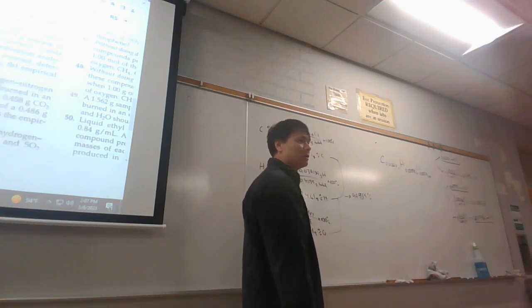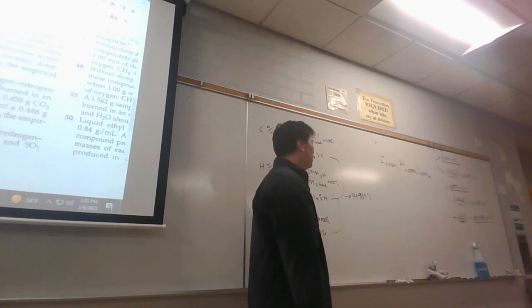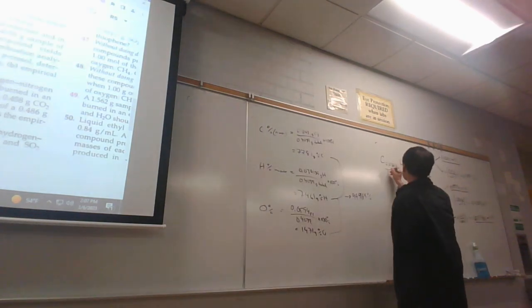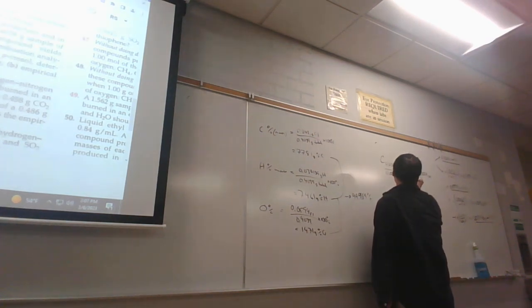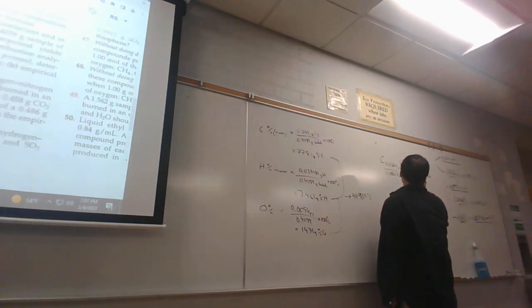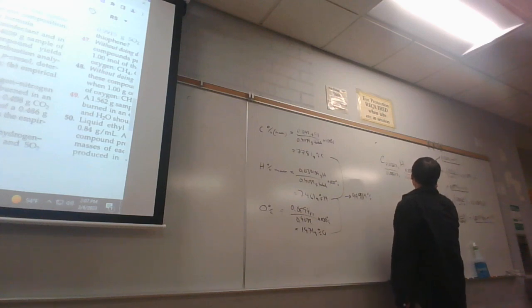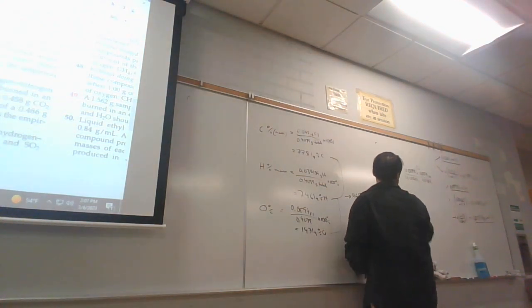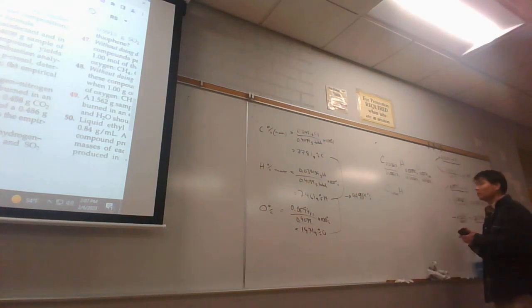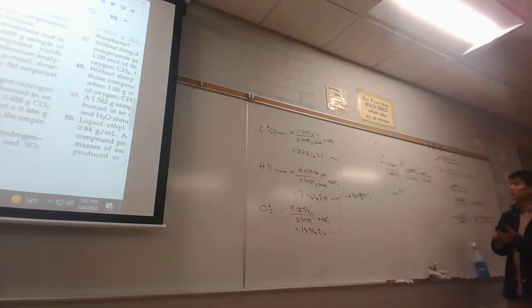What do we do next? Divide by the smallest number, so that would be this one here. 0.026171 divided by 0.026171, and the carbon is going to come out to 1.000. The hydrogen will come out to, let's go ahead and do that, 0.0299 divided by 0.02617.